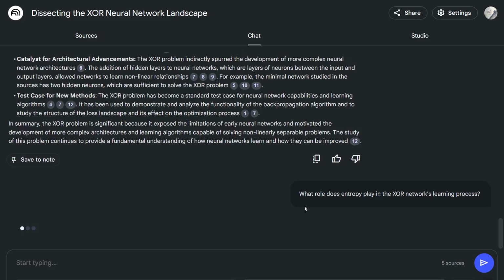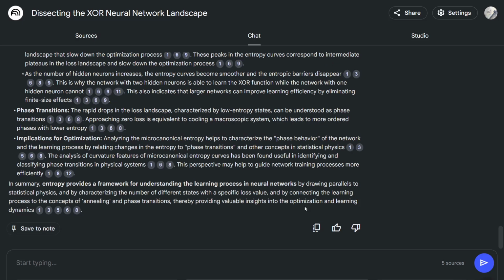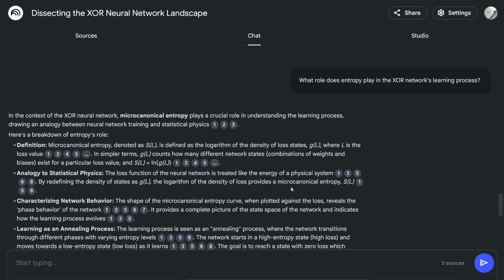So high entropy means high uncertainty. Right. And as the network learns and the loss decreases, the entropy drops. That means the network is getting more organized, less random. So learning is going from chaos to order. I like that. But here's the really cool part.